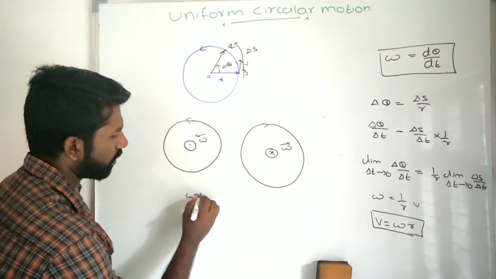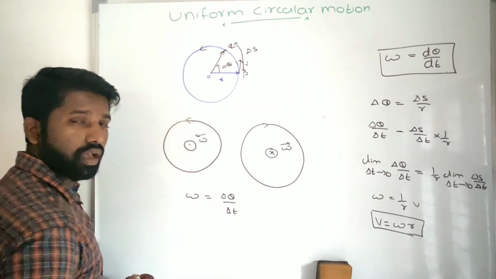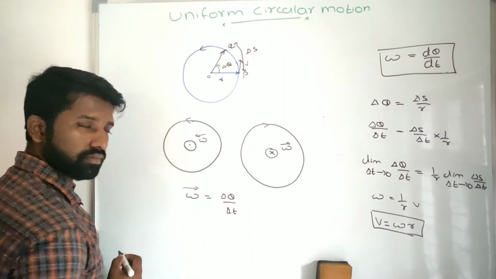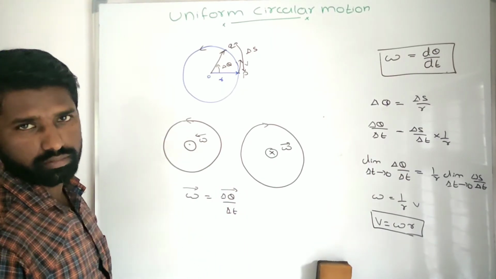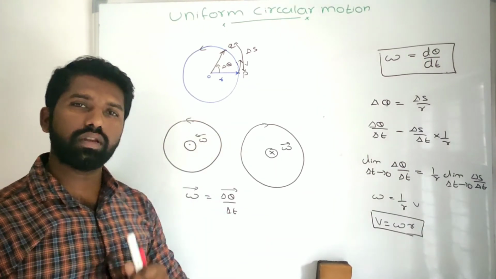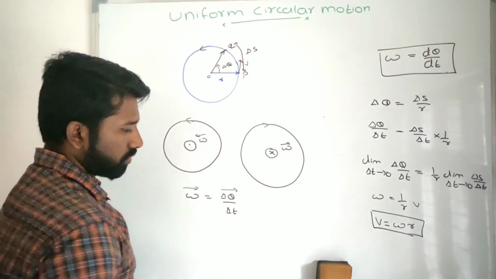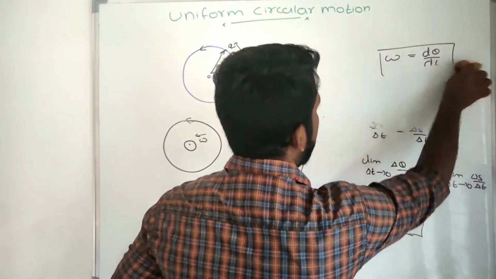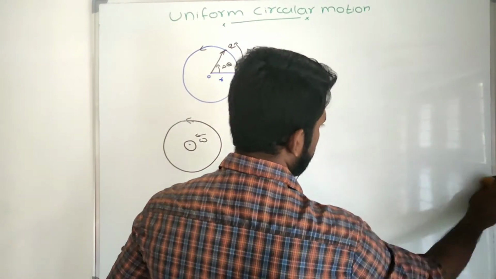The angular velocity omega is equal to delta theta divided by delta t. Angular velocity is a vector quantity, so angular displacement is also a vector quantity. The angular displacement has the same direction as angular velocity. Next we will see the relation between angular velocity and frequency.